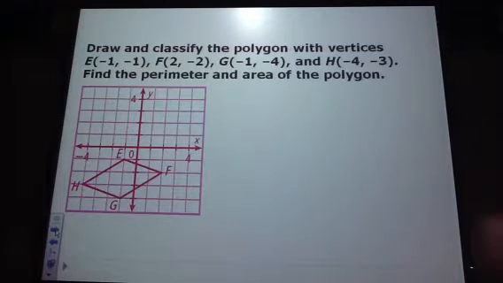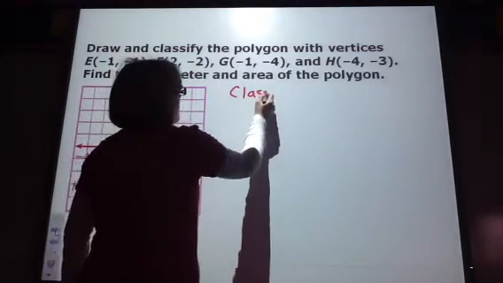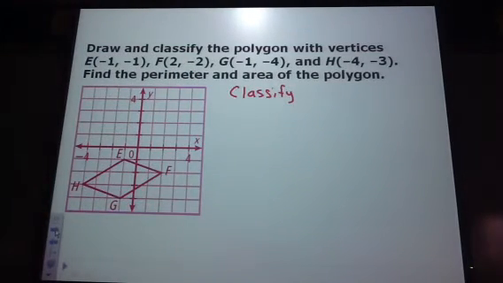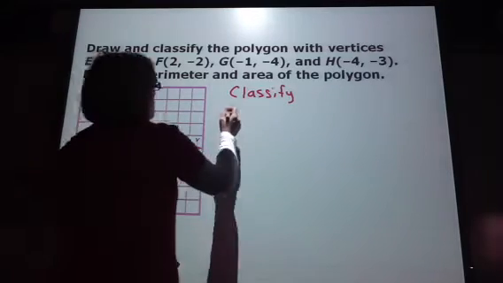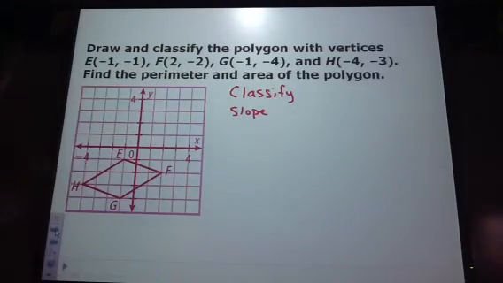Okay, so let's first draw it. So here's our quadrilateral. We need to find the perimeter and area of the polygon, but first we need to classify. When I look at this quadrilateral, to me it looks like a parallelogram. In order for it to be a parallelogram, the opposite sides need to be parallel, okay? So let's look at slope and see if the opposite sides are parallel.